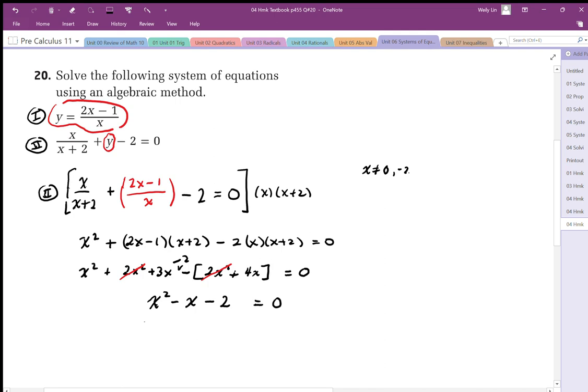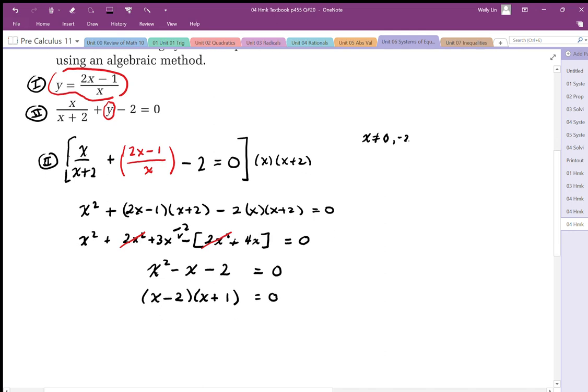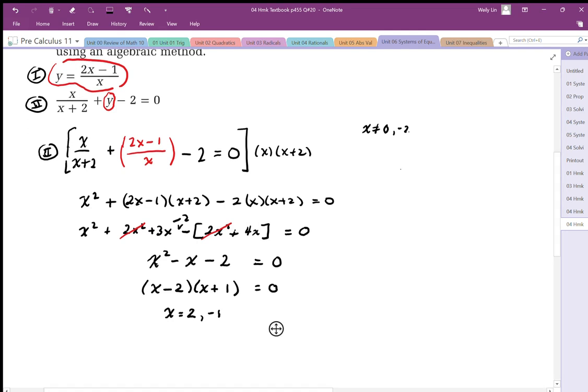I can solve by factoring: x minus 2 times x plus 1, two numbers that multiply to negative 2 and add to negative 1, equal to 0. I end up with the solution x equals 2 and negative 1. Okay, so now I've solved for x. I have to still solve for y, so my solution for x equals 2, when I substitute for y.